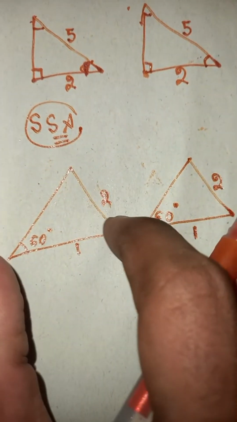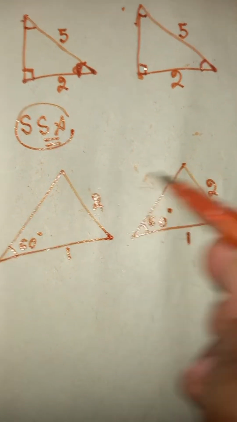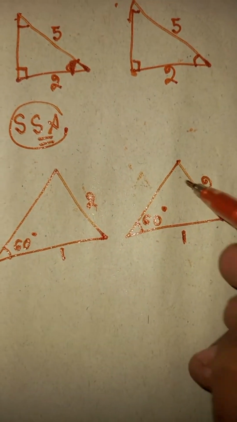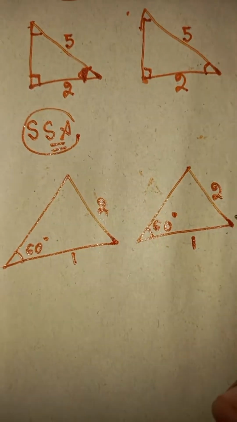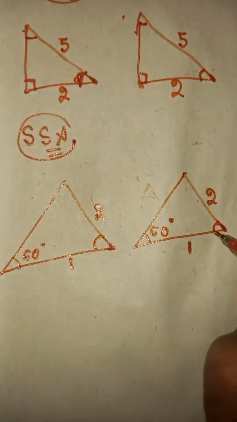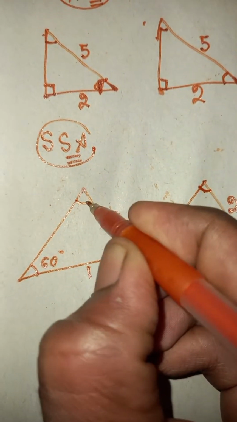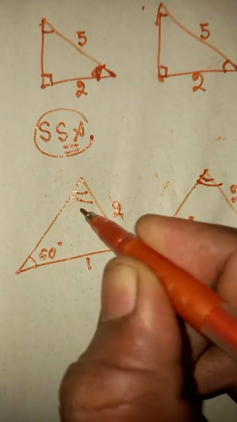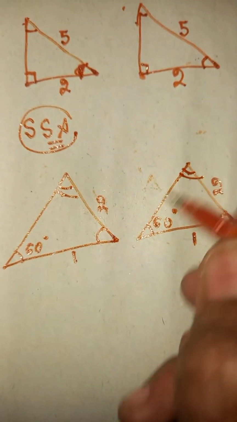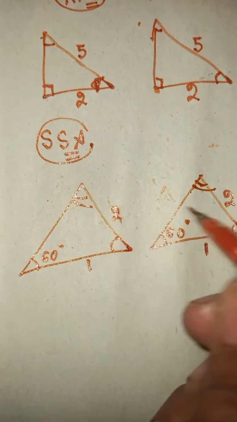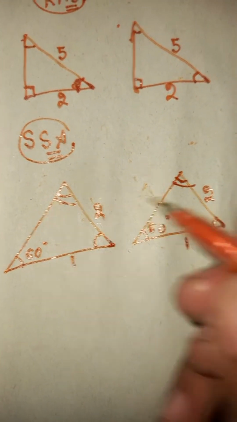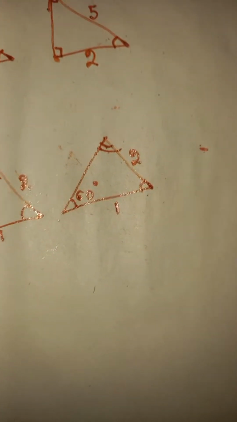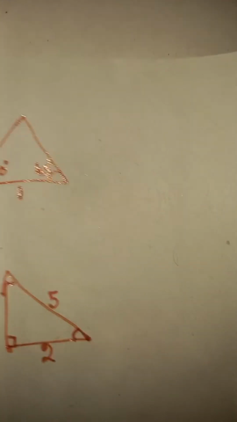If you take this side, so these two angles are going to be equal, and these two angles also going to be equal, this angle equal to this angle, and this angle equal to this angle, and even this side is going to be equal to this side, that side which is not given is going to be equal to this side. So these two triangles are going to be SSA type of congruent triangles. These are all about congruent triangles. Now I will tell about similarity of triangles.